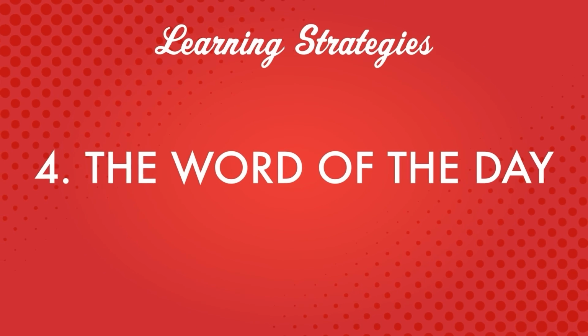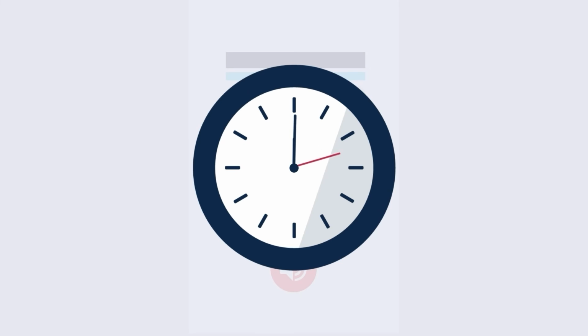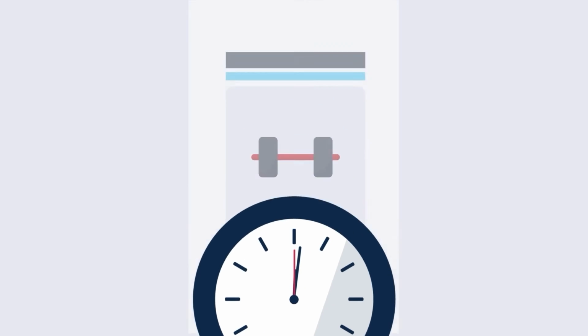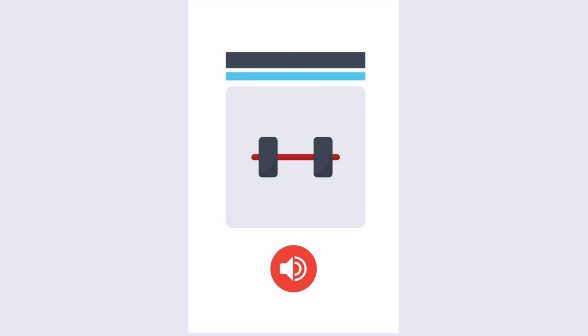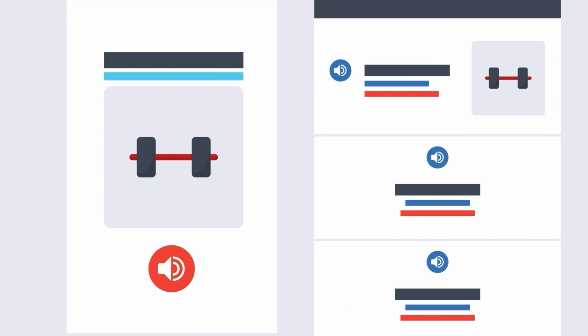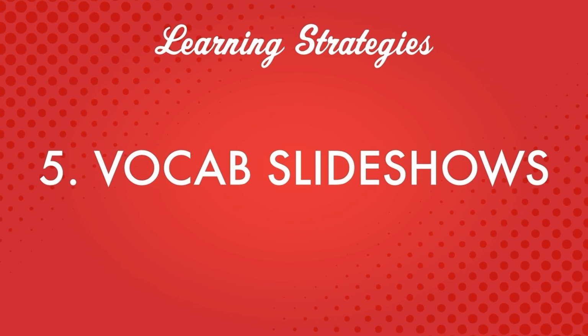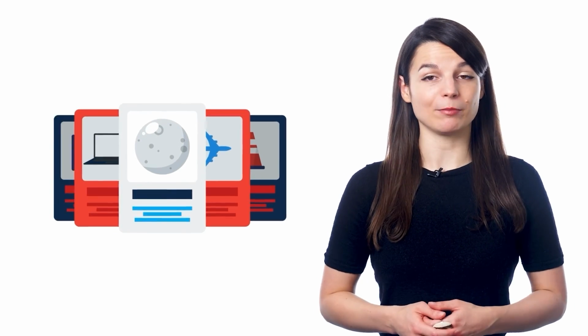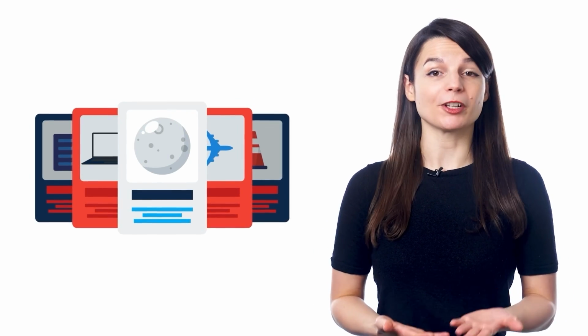Number 4, the word of the day. This will take you a minute or less. Sign up for our free Word of the Day email lessons. It'll be a small boost to your vocabulary every day. Number 5, vocab slideshows. You can access vocabulary slideshows on any audio lesson or vocab list. Just press play and watch the slideshow. That's it. This is a fast and easy way to review words from a lesson. You can even put the slideshow on loop to review as much as you want.